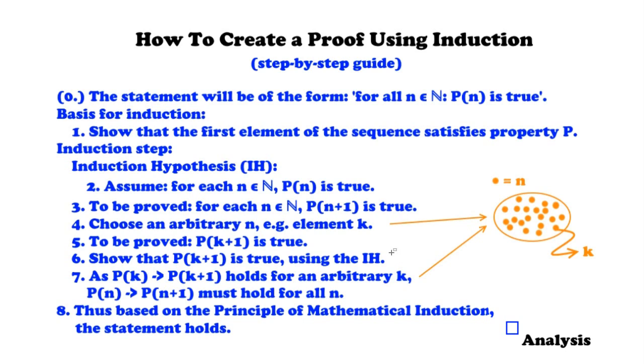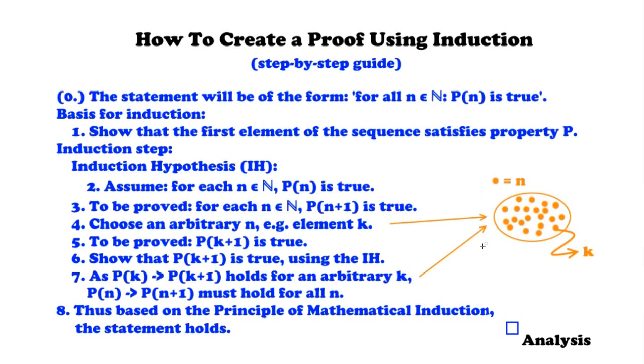Then moving on to the 7th step, here we conclude that because we've shown that P(k plus 1) is true, and as the implication P(k) implies P(k plus 1) holds for an arbitrary k, thus we can conclude that the implication P(n) implies P(n plus 1) must hold for all n, based on the reasoning that I've just explained.